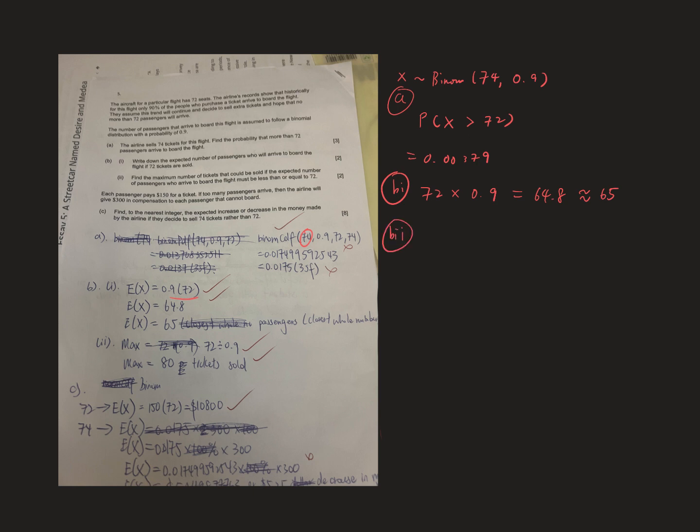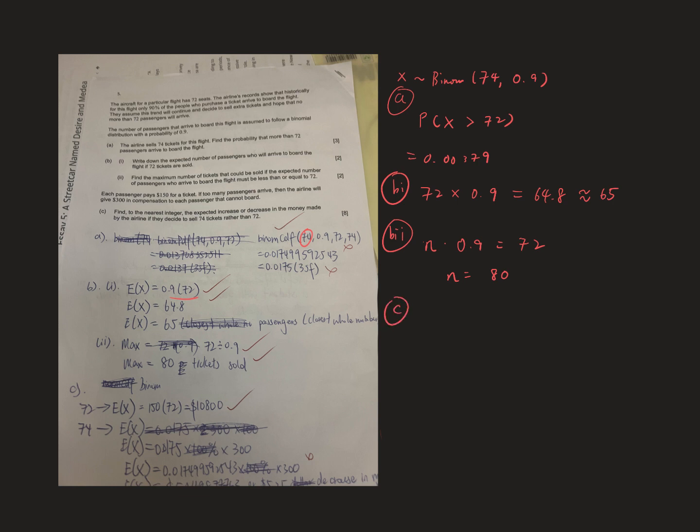For B2, find the maximum number of tickets that could be sold if the expected number of passengers must be less than or equal to 72. That means the maximum should be 72, so we have n multiplied by 0.9, and the maximum number of passengers who board the flight should be 72. Therefore the maximum number of tickets is 80. This is B2.